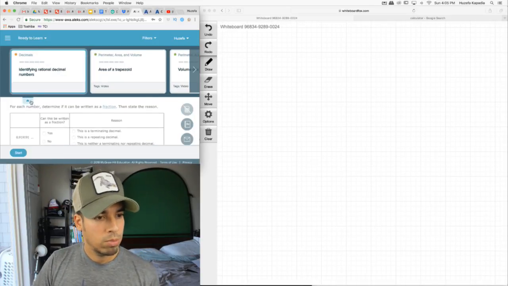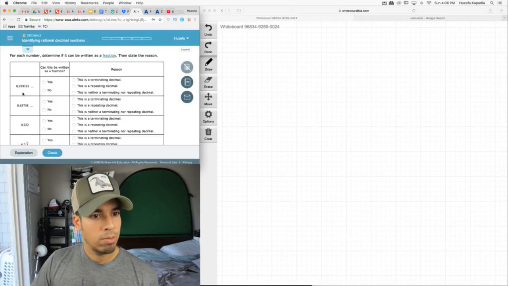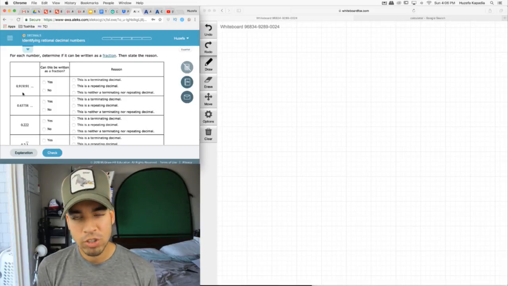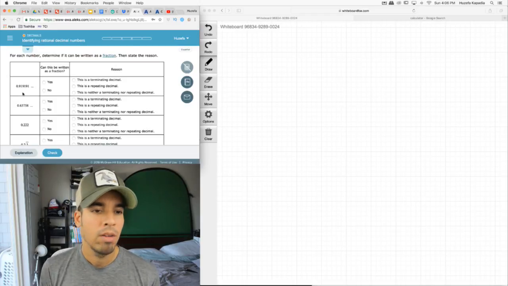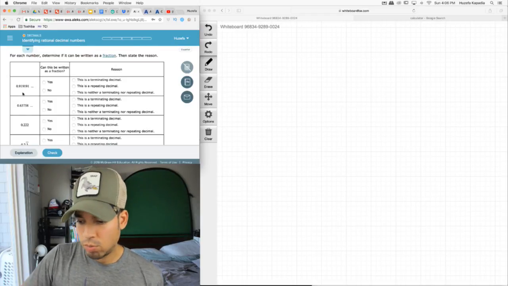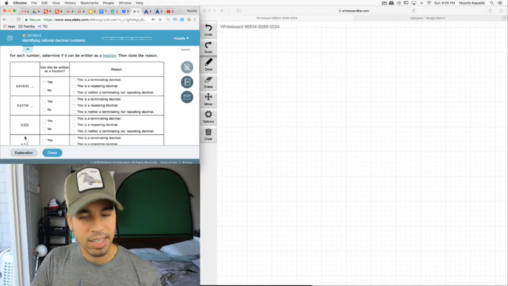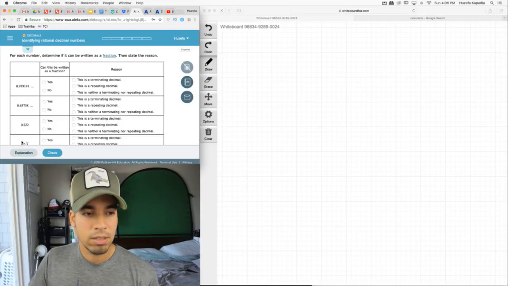Identifying rational decimal numbers. For each number, determine if a number can be written as a fraction. Now, when we're talking about rational numbers, the definition of a rational is, can it be written as a fraction? Can it be written as a number over a number? And that's what we're going after here. So we're trying to figure these out with repeating decimals, or if it's a terminating decimal, definitely can, meaning it doesn't go on and on, it's definitely rational.